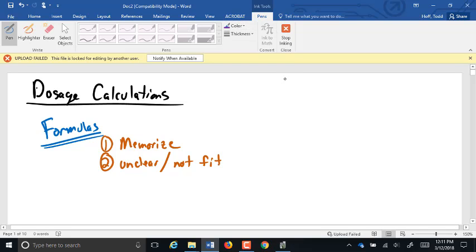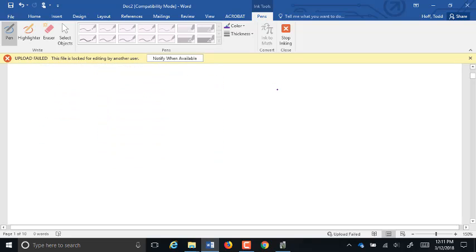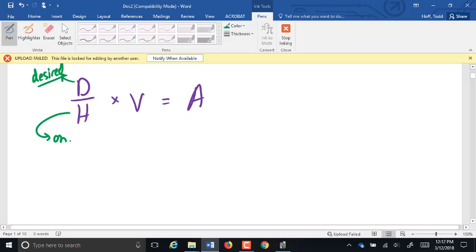Let me give you some examples of our dosage calculation formulas. One of them is D over H times V equals A. Well, let's specify what each of these mean. D is the desired dose. I always think of D for doctor. That's what the doctor has ordered. H stands for the on-hand dose. That is the amount of medication, the concentration of the medication that you have that you're going to be using. V is the vehicle.